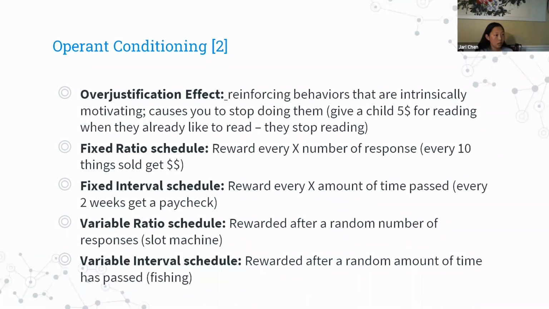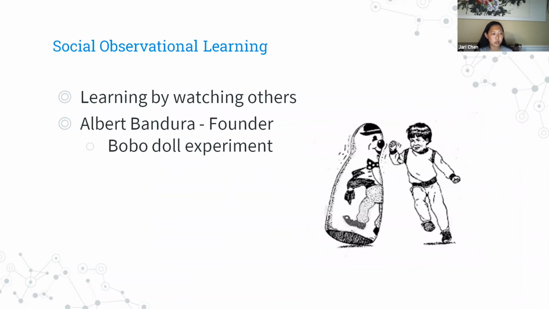Moving on. There's also social observational learning, which is learning by watching others. A man named Albert Bandura did an experiment called the Bobo doll experiment. Children were shown a video of adults beating up and punching this Bobo doll. The Bobo doll is basically like a punching bag: if you hit it, it just stands right back up.